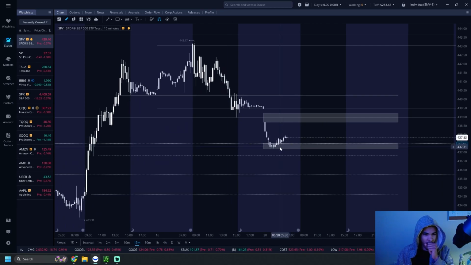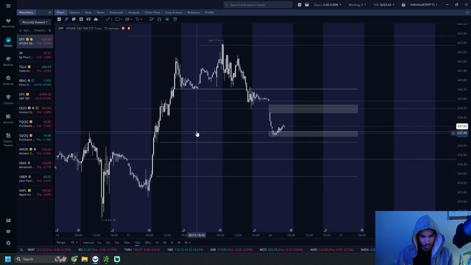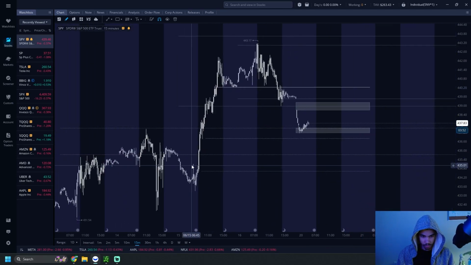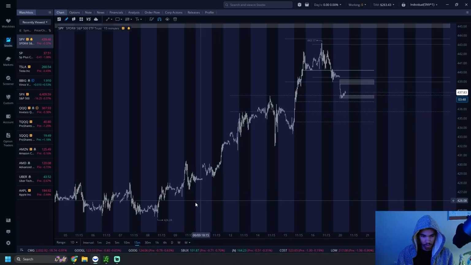Yeah. It looks like we're finally getting a little pullback from all this bullishness we've been having going on. Price has just been ever since it broke above here, ever since it broke above these highs here. Price has just been chugging up every day.